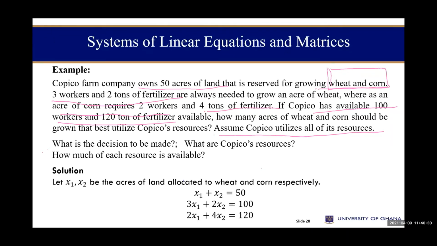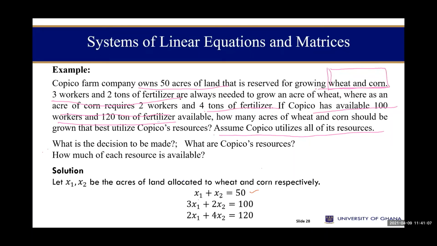So let X1 be acres of land allocated to grow wheat, and let X2 represent acres of land allocated to grow corn. Then by formulation, we are told that we have 50 acres to grow wheat and corn. So X1 plus X2 is what? 50. To use 3 workers and 2 workers to grow wheat and what?